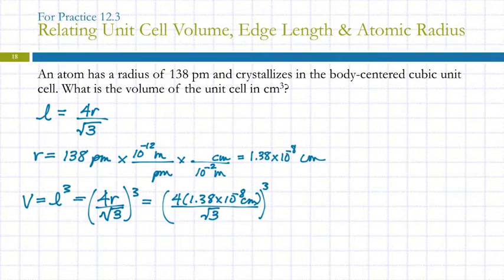I'm getting 4.69 times 10 to the 24th. Something's wrong. Oh, I divided instead of multiplying. 4 times 1.38. That'll be better. There we go. 3.24 times 10 to the minus 23rd. That sounds better.